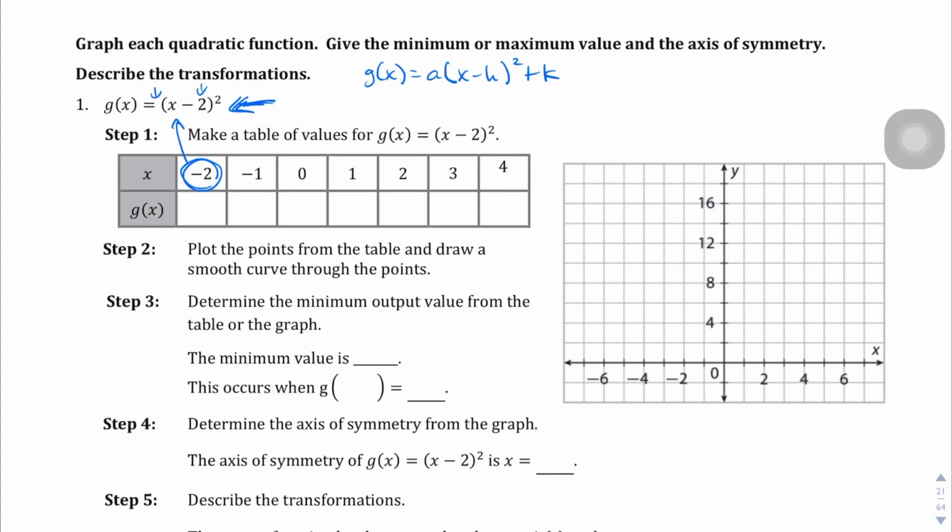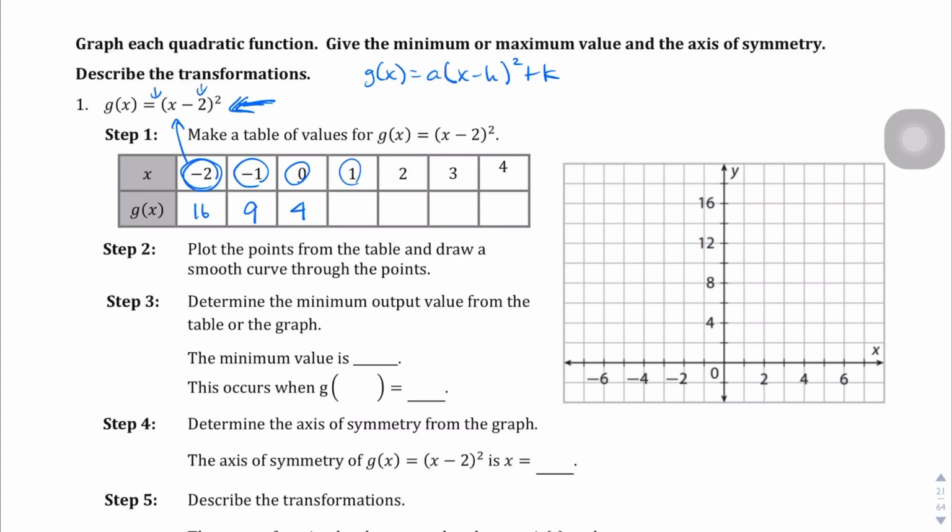So negative 2 minus 2 is negative 4. Negative 4 squared is 16. Plugging in negative 1, we get negative 1 minus 2 is negative 3. Negative 3 squared is 9. Plugging in 0, 0 minus 2 is negative 2. Negative 2 squared is 4.